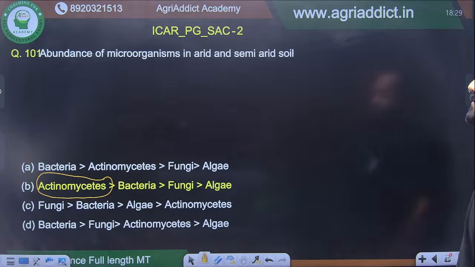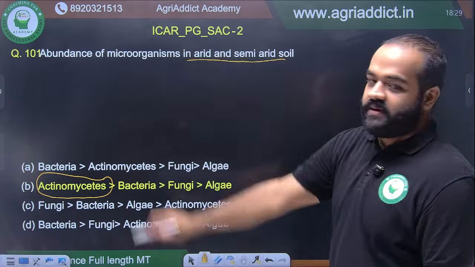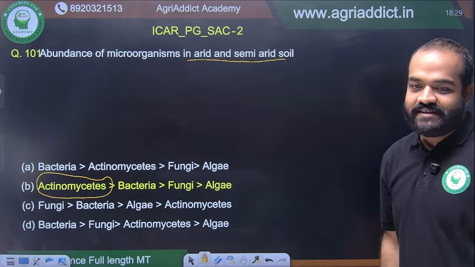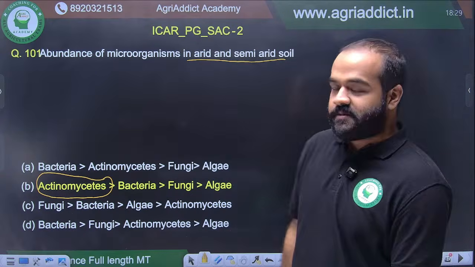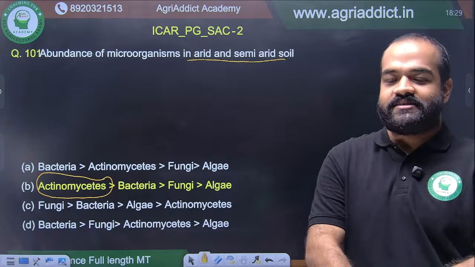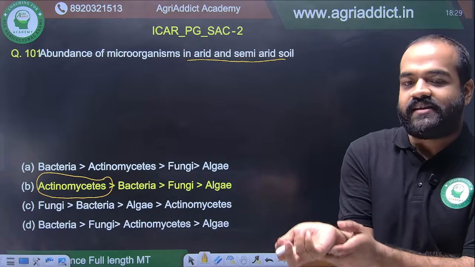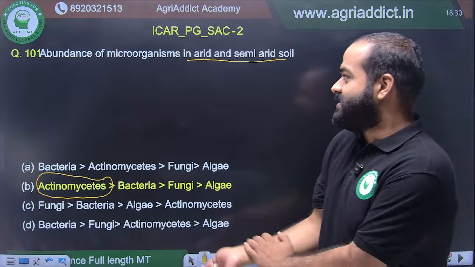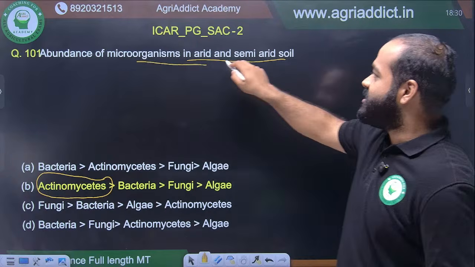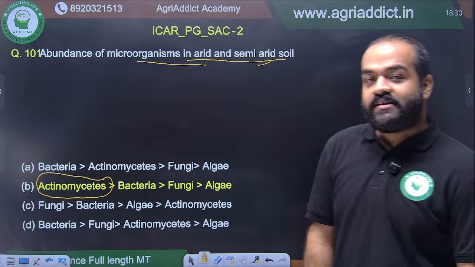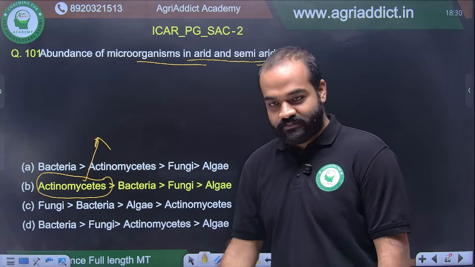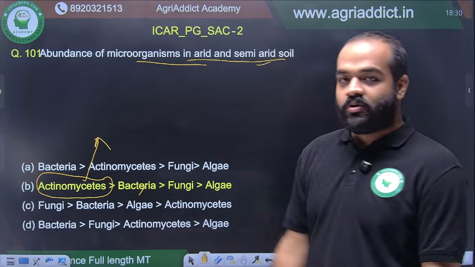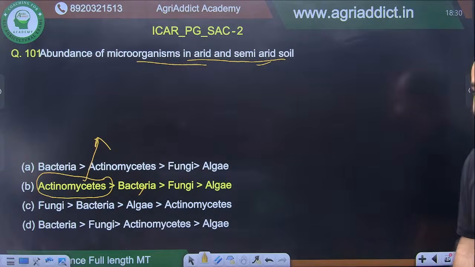So arid and semi-arid soil, जहाँ पे water supply is less, in dry soil, you go and please read old ICCS soil biology part, जहाँ पे bacteria, actinomycetes, fungi, algae, everything is there. Go and read that part. Abundance of microorganism in arid and semi-arid, जहाँ पे पानी नहीं है, lack of water, actinomycetes will thrive the best. All right. Bacteria requires more water. है ना? Then fungi, algae तो fine.